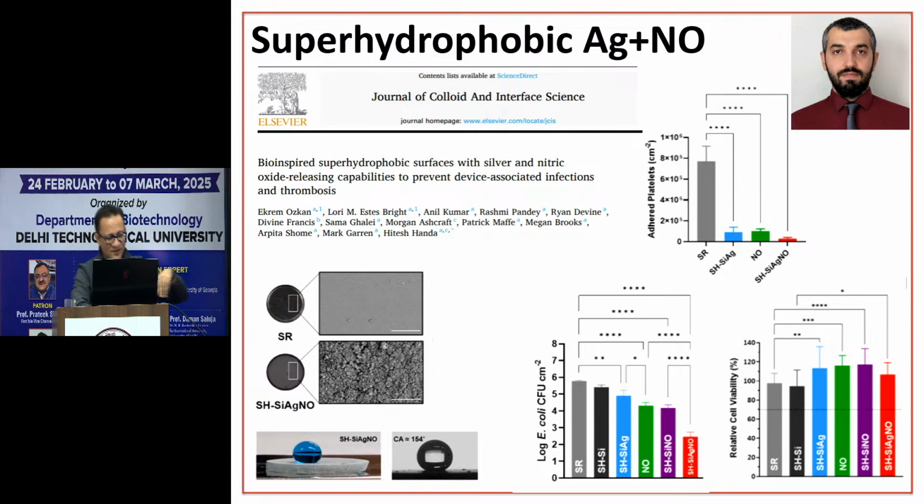In the last graph, we were able to reduce infection. The combination of everything, silver, NO, super hydrophobic, was better than anything by itself. And it also prevented clot formation on the surface because of super hydrophobicity and nitric oxide. Not because of silver, because silver has nothing to do with clotting, but super hydrophobicity and NO prevented clot formation.